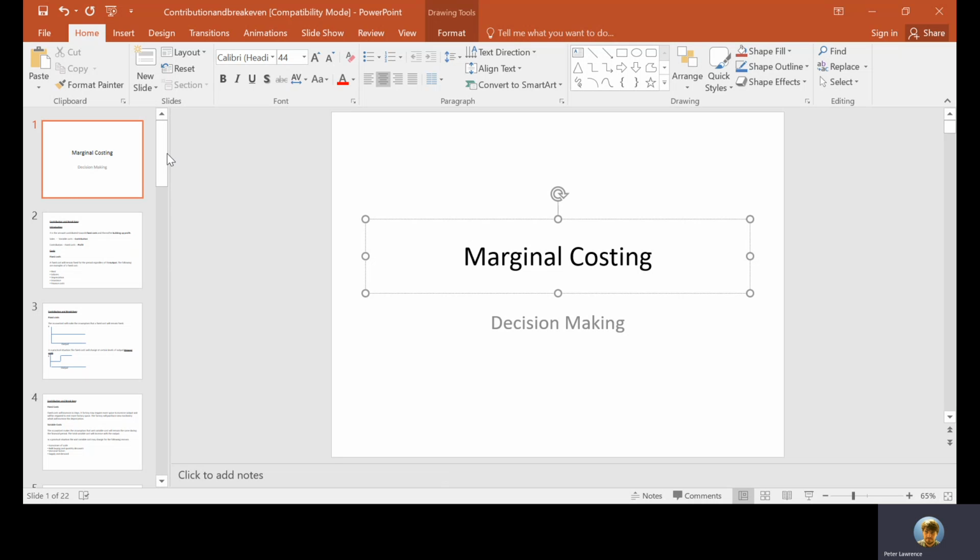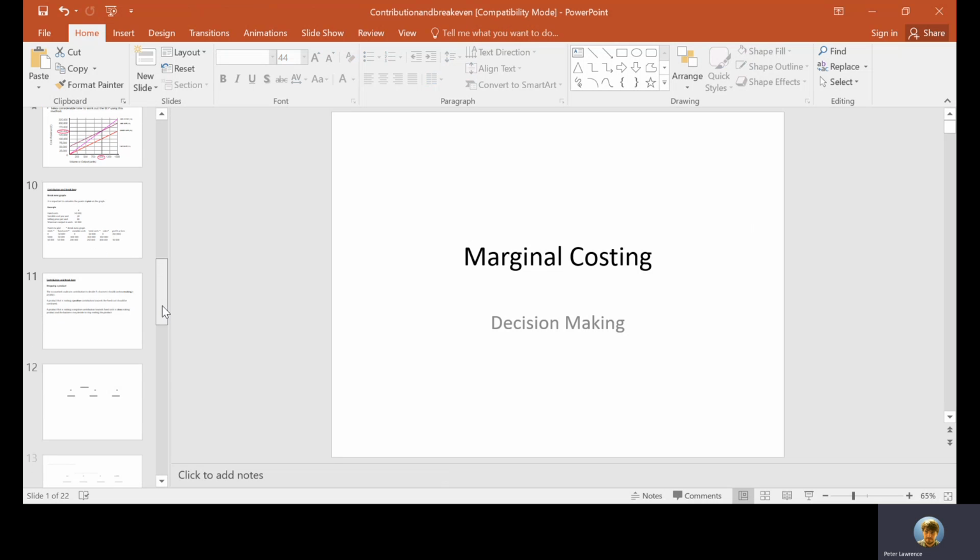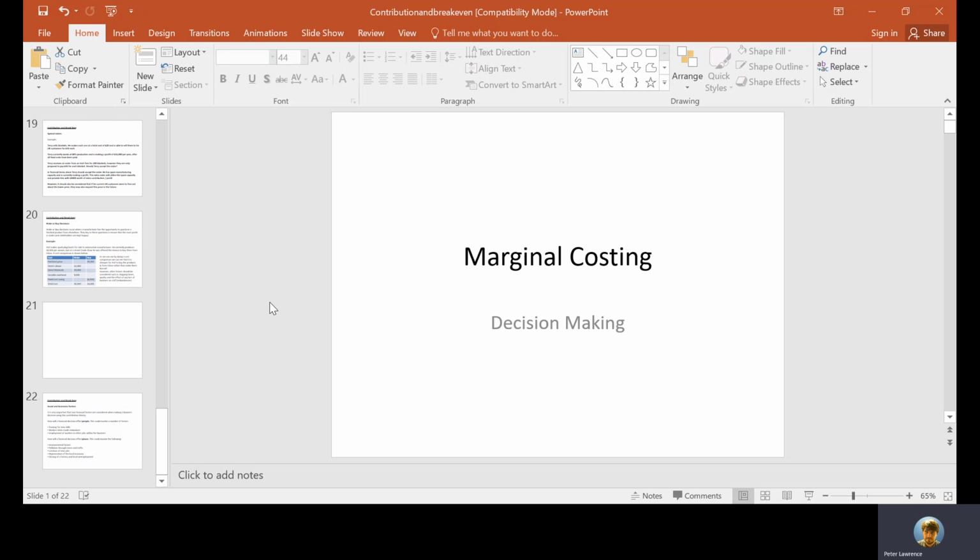And that's it. That's marginal costing. So they're the decisions you make. Just a bit of revision there on marginal costing.